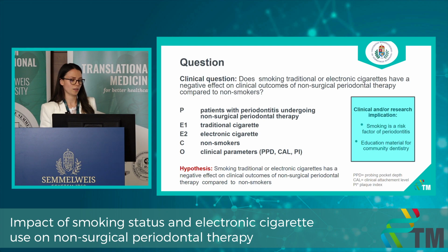And again, for the population, we included healthy patients with periodontitis undergoing non-surgical periodontal therapy who were either traditional cigarette or electronic cigarette smokers, and compared them to non-smokers. For the outcomes, we evaluated the clinical parameters, for example, the probing pocket depth, clinical attachment loss and plaque index.